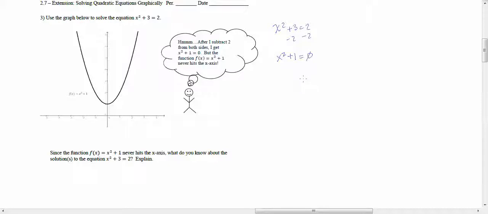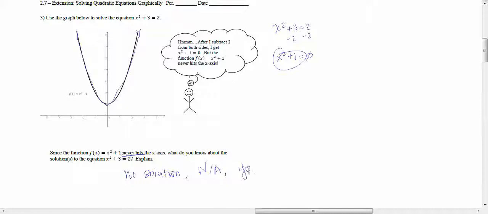Now the question is asking, so I know how to graph this. That's just simply a regular parabola moved up by a value of 1. But it's asking me when does x squared plus 1 equal 0? When does this parabola have a y value of 0? And my answer is it never hits 0. So I would say no solution, or NA, which stands for not applicable.